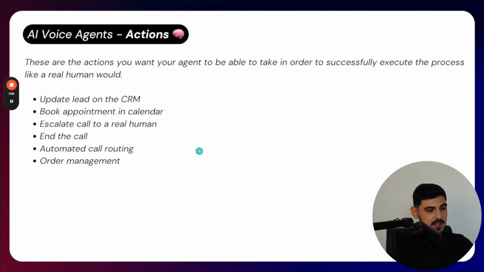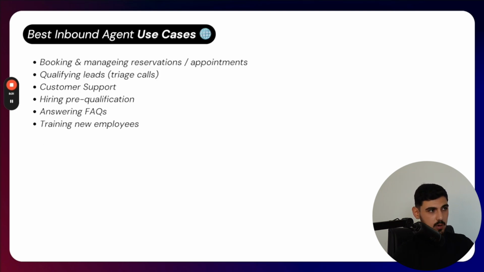Automated call routing. Let's say you run a large company and you have a customer support department where you're receiving a lot of calls every single day from people with different inquiries, right? Then you can have your initial agent answering the call, and then based on each user's inquiries, it can direct or route the call maybe to other agents or to other humans. Order management. I mean, there are so many different actions you can program your AI voice agents to take. It just comes down to the specific use case that you have in mind and you want to build.